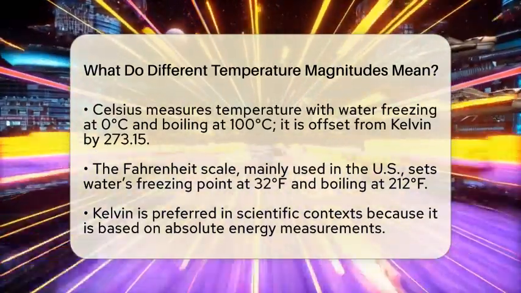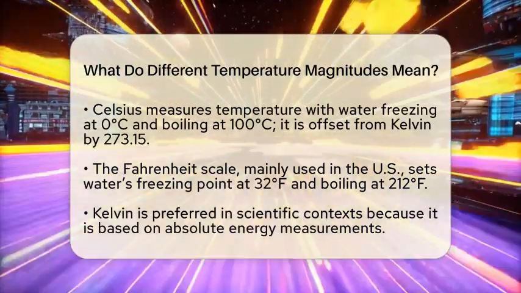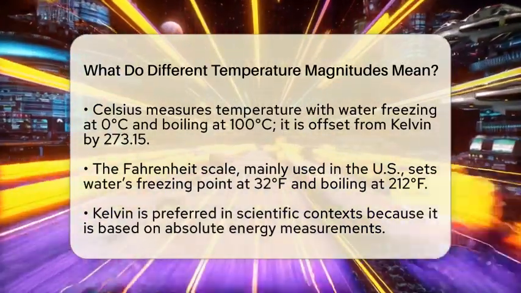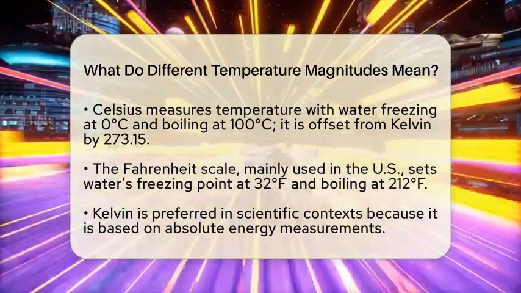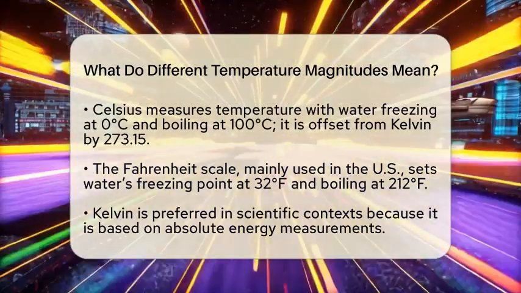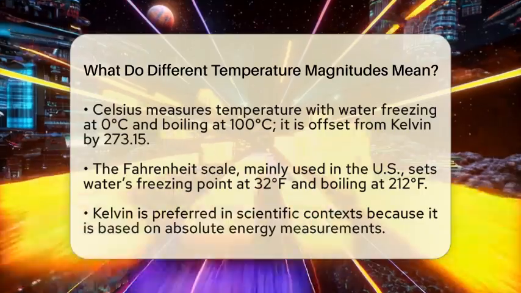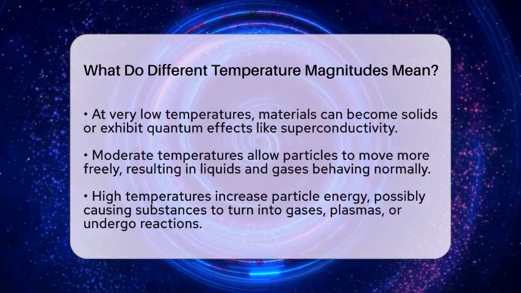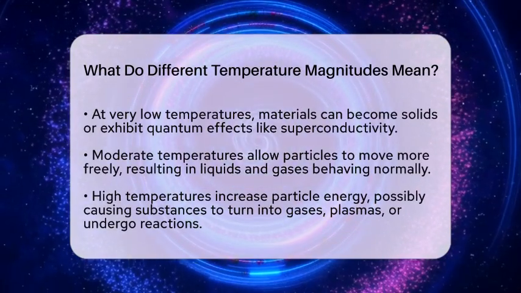The Celsius scale is more familiar in everyday life. It sets 0 degrees as the freezing point of water and 100 degrees as the boiling point, both at standard atmospheric pressure. Celsius is offset from Kelvin by 273.15 degrees, so you can convert easily by adding or subtracting that number. The Fahrenheit scale is mainly used in the United States.